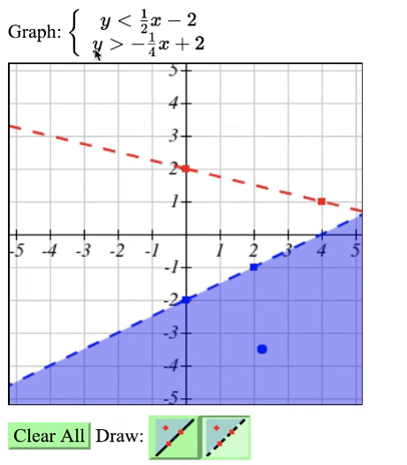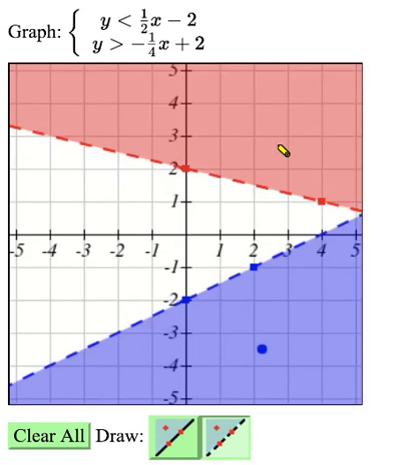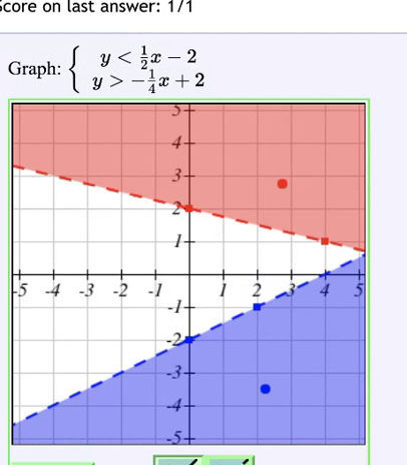Is 0 greater than +2? And it is not, so we would shade here because the origin is not in the solution set. That gave us a false statement, so we would shade there. And then when we click submit, that tells us that we're correct and that our graphical representation of the solution set for this system of inequalities is accurately drawn.